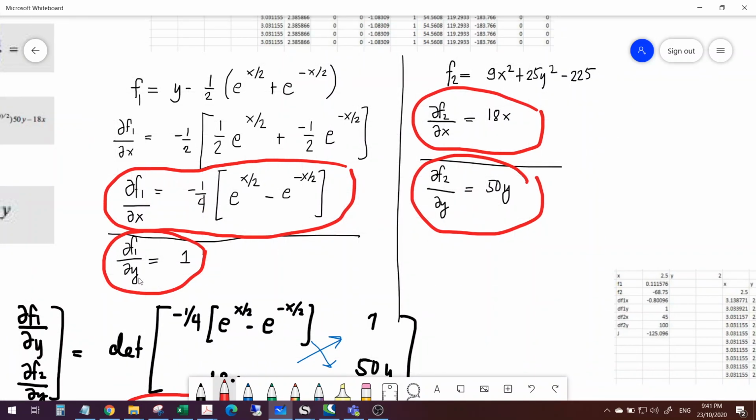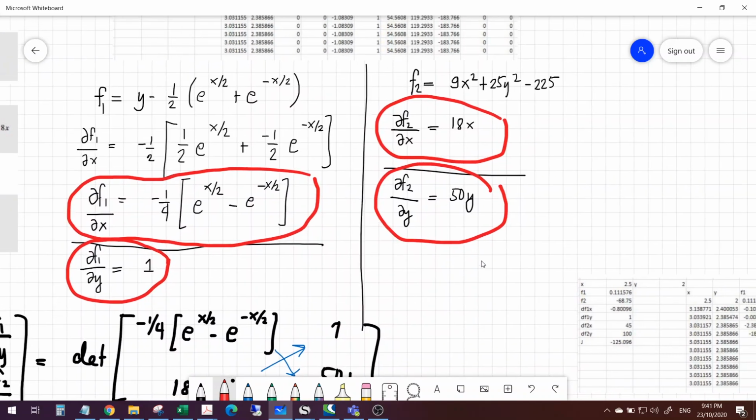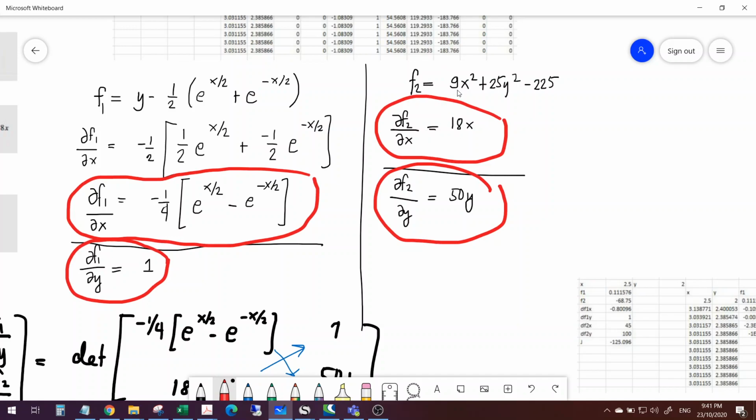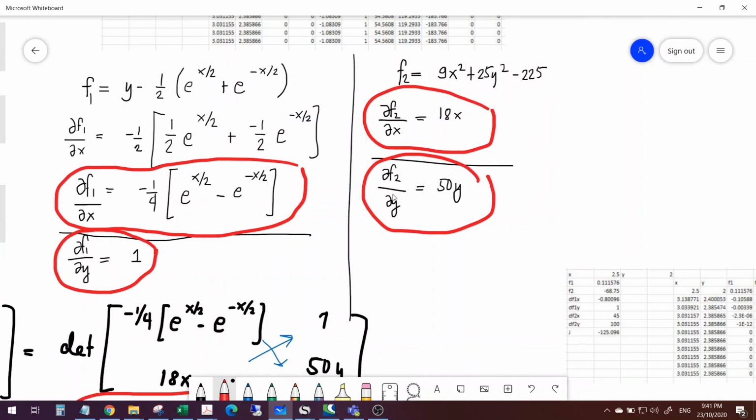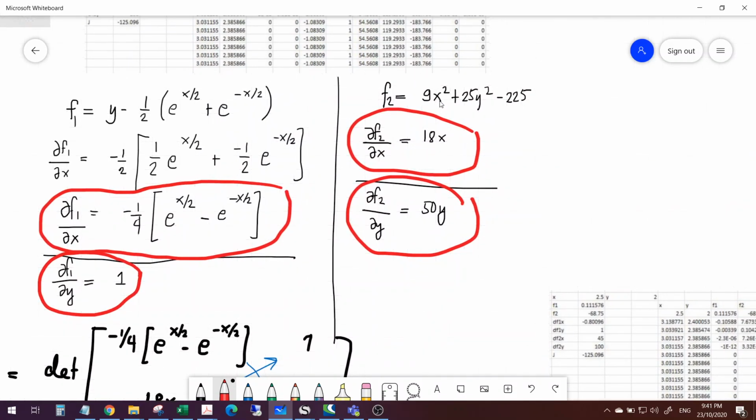For the df1 dy, now y becomes the variable. So df1 dy is simply 1 because everything in the second term is constant. Okay, next is df2 dx. So we treat y as constant, therefore our derivative is just 18x. Using the chain rule, right? 9 times 2 is 18x. Then df2 dy, we now treat x as constant, therefore 25 times 2 is 50, and then y.